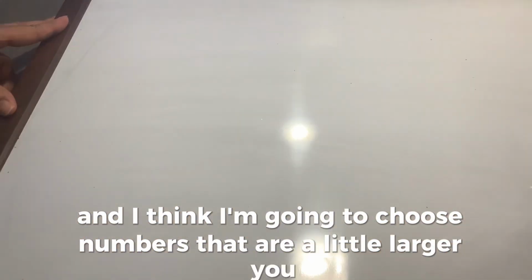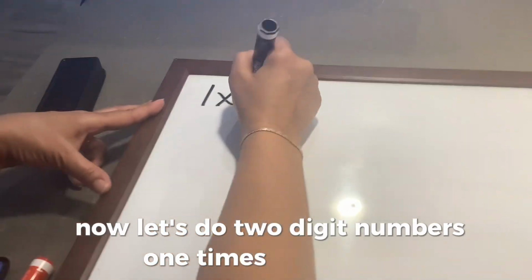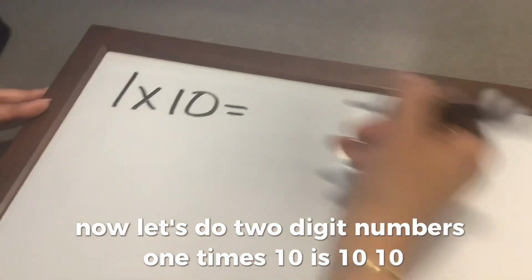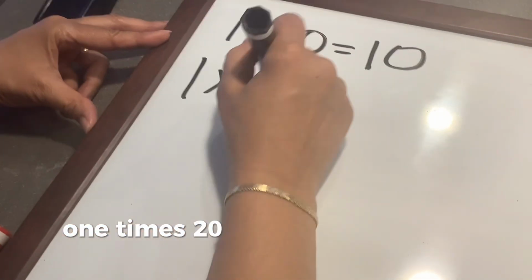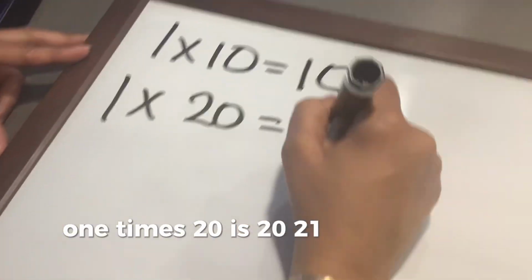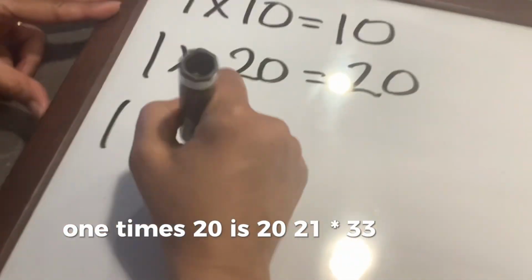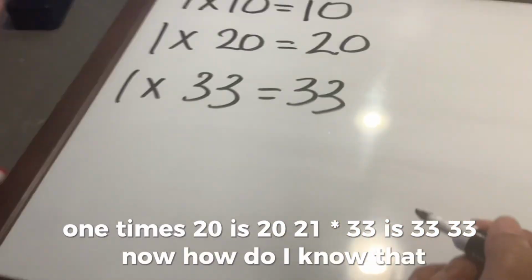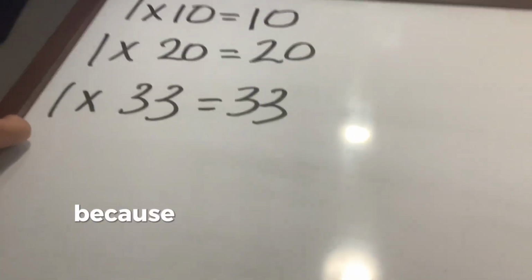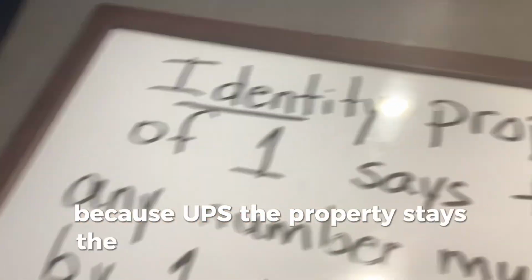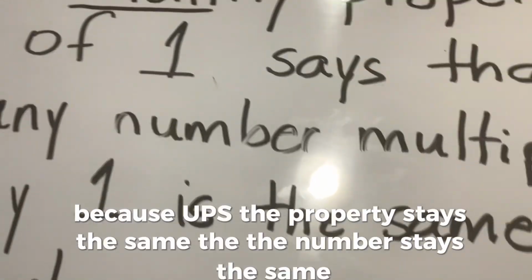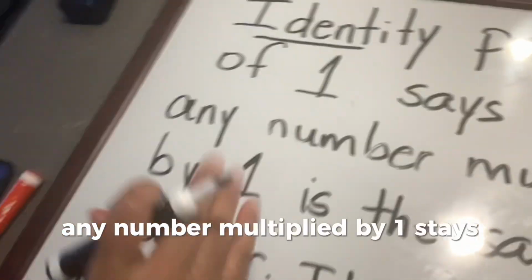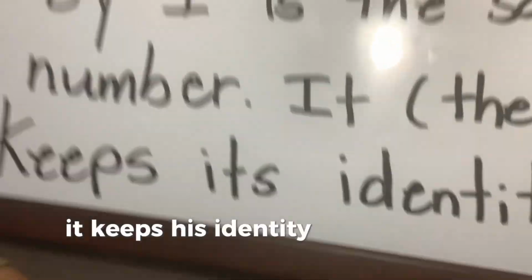All righty. Now I'll choose some numbers that are a little larger. Those were 1-digit numbers. Now let's do 2-digit numbers. 1 times 10 is 10. 1 times 20 is 20. 1 times 33 is 33. Now, how do I know that? Because the property stays the same, the number stays the same. Any number multiplied by 1 stays the same. It keeps its identity. There you go.